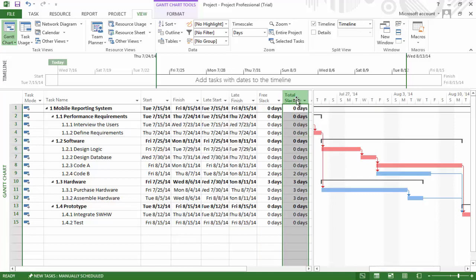Let's take a look at purchasing and assembling hardware to get a better grasp on the difference between the two types of Slack. Both activities have 3 days of total Slack, but only assembling hardware shows 3 days of free Slack. What is the difference? Let's take a look at the Gantt chart here. We can see that the relationship between these two activities has created a path of non-critical activities. This means that they actually share 3 days of Slack, otherwise known as total Slack.